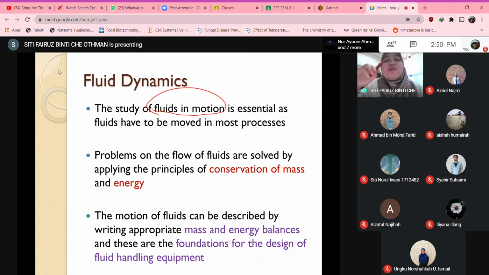Alright. So problems on the flow of fluids are solved by applying the principle of conservation of mass and energy lah. Macam yang kita dah belajar in previous class, meaning that you need to do a balance. Okay, balance. So apa yang masuk, energy masuk kena sama dengan energy keluar, raw material masuk kena sama dengan raw material yang keluar. Similar to this as well. So how do you do the balance? Nanti kita tengok macam mana, and what is actually involved. Alright, so the motion of fluids can be described by writing appropriate mass and energy balance, the foundation of the design for handling the equipment.